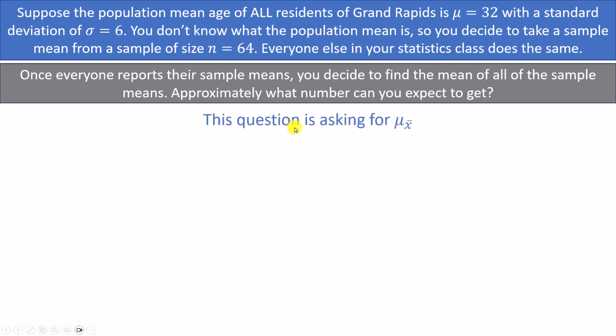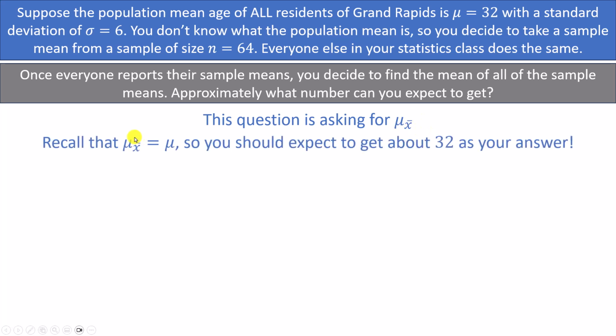Well, this question is simply asking for the mean of the sampling distribution, or mu of x bar. Recall that mu of x bar is just equal to mu, so you should expect to get about 32 as your answer. The real population mean is 32, and if a whole bunch of people found sample means, you would expect that the mean of those sample means would be very close to the true population mean of 32.